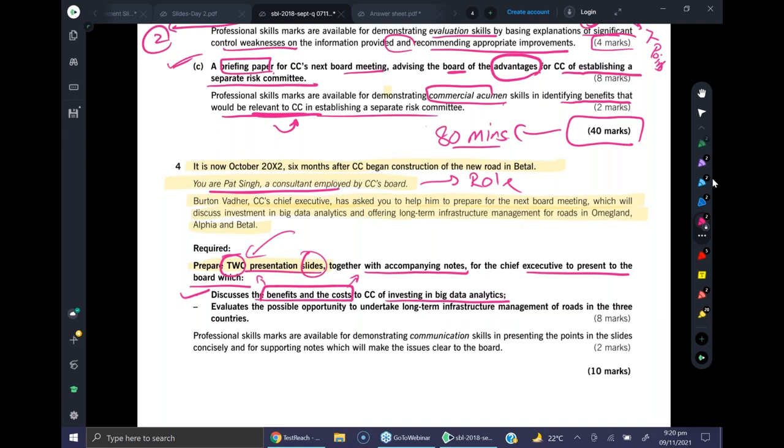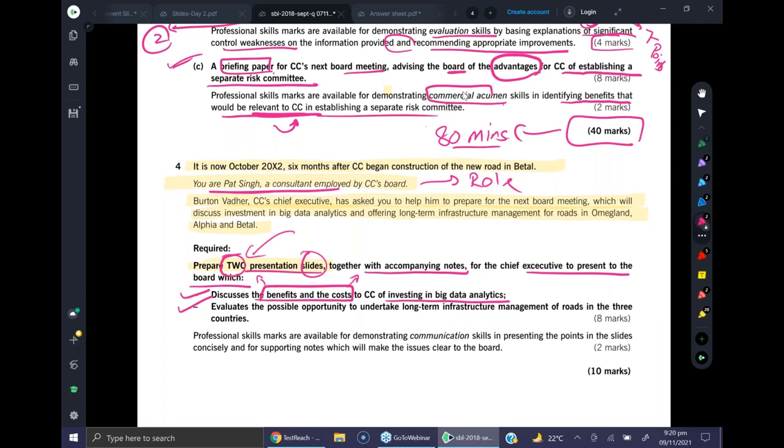Okay, so discuss the benefits and costs. All in all, a total of 5 benefits and costs should be discussed for investing in big data for CC. And on the second slide, you will have a slide on which you will only write bullets. You will not write in paragraph style here.